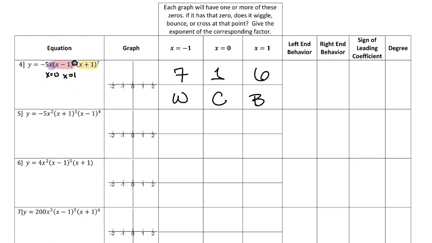Okay, let's get our leading term. So we've got -5x times x to the 6th times x to the 7th. So leading term would be -5x to the 14th. So that would be degree 14. The sign of the leading coefficient is negative because the 5 is negative. And then for the left-hand behavior, we're going to plug in a value to the leading term.